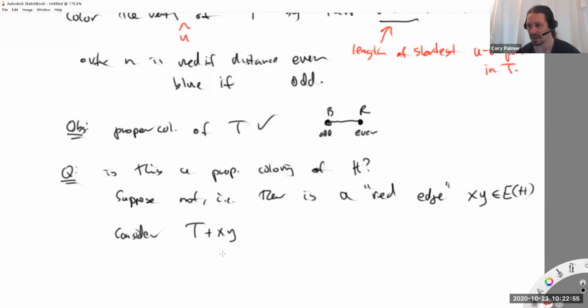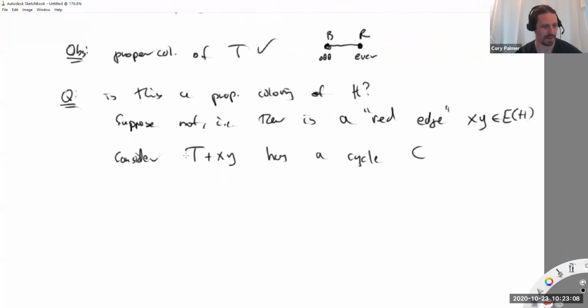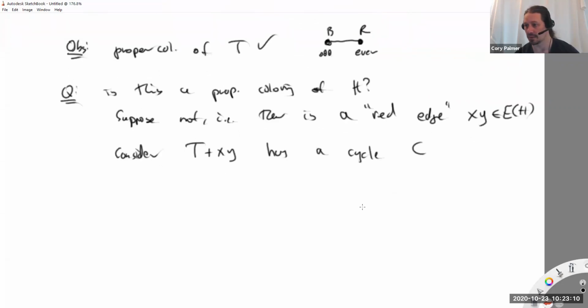I can add this edge to T, and what happens? I mean, this should be very familiar. What happens when you add an edge to a tree? You get a cycle, right? So this has a cycle, C. And I claim that C has odd length, which is a contradiction.